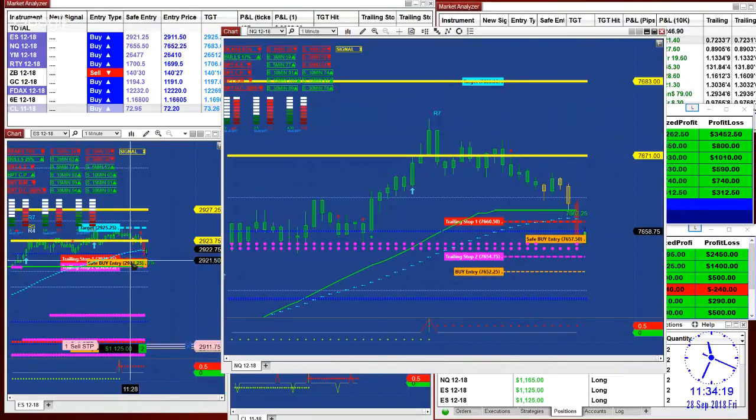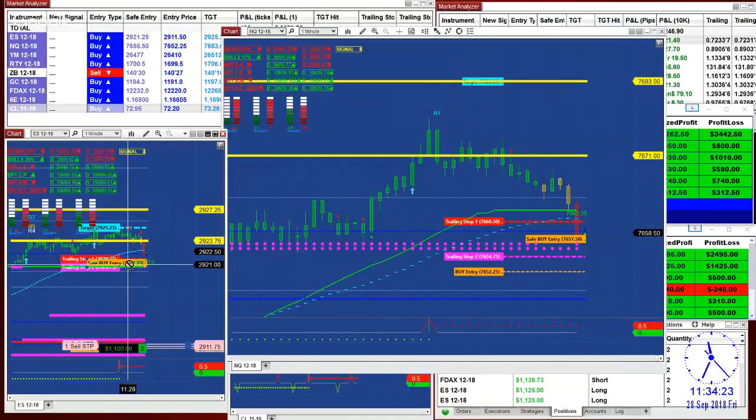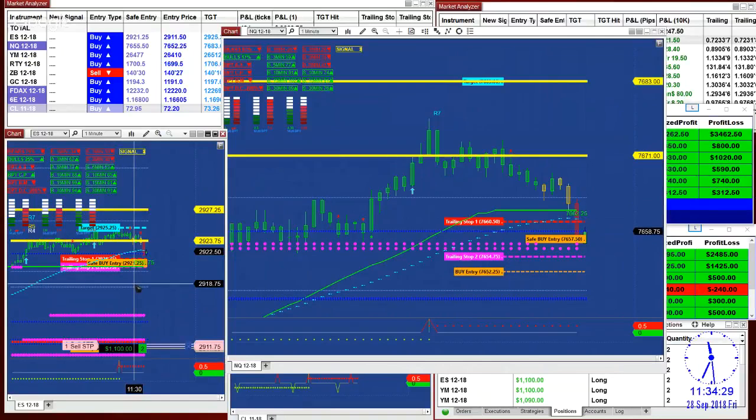This is the safe entry, pullback re-entry on the ES. So you will not think it's this one here. It happened by accident, folks. Okay? We have drawn everything out for you. Those re-entry points are a genuine 8 out of 10, and you have 2 out of 10 that will not make it.